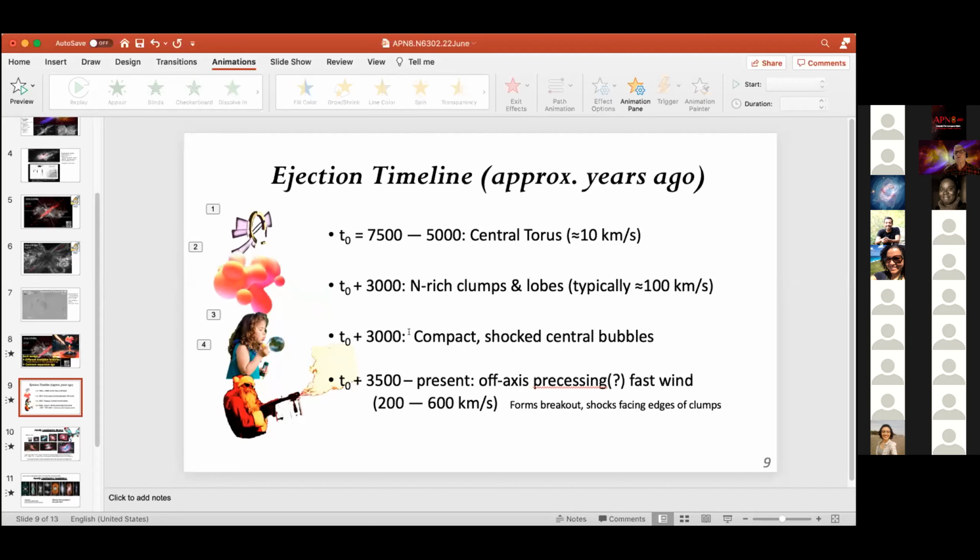The shocked central bubble that I haven't talked much about has about the same age as the clumps, right? And this precessing wind here, who knows? I probably shouldn't have put this in here because I don't know how to estimate it. It may be a continuing process, in which case there's no characteristic age associated with it other than its beginning.